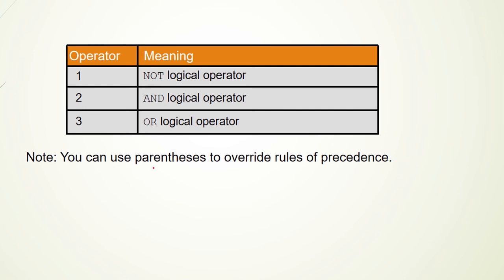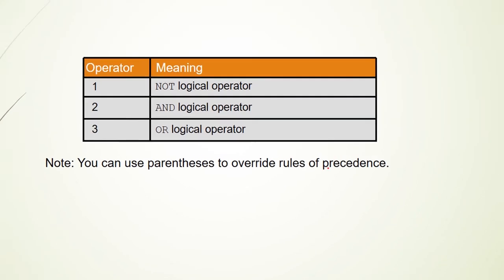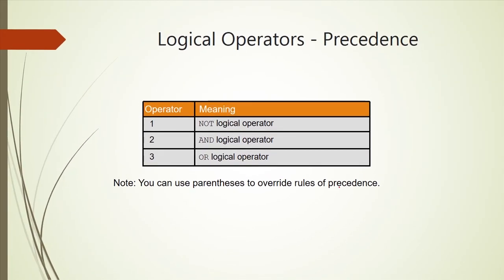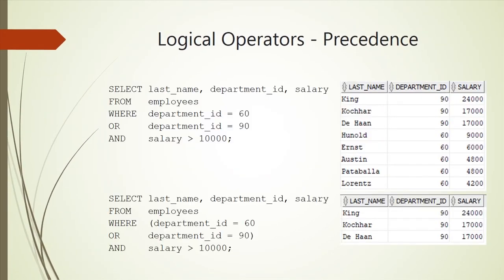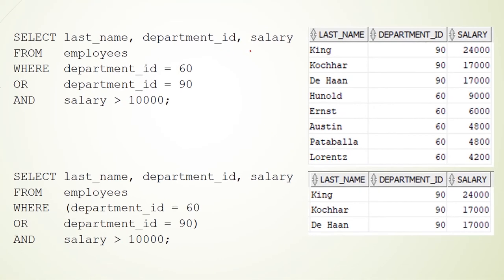You can use parentheses or braces to override the rules of precedence, or the priority of the logical operators. Let's have a look at this example here. Select last_name, department_ID, salary from table employees where department_ID equals 60 or department_ID equals 90 and salary greater than 10,000. Here, as we can see, we have three conditions.